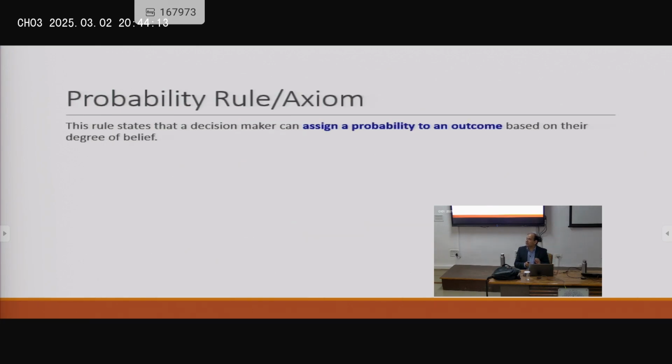Now, the next rule states that the decision maker can assign a probability to an outcome based on their degree of belief.